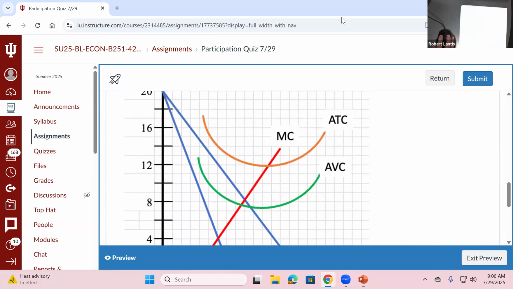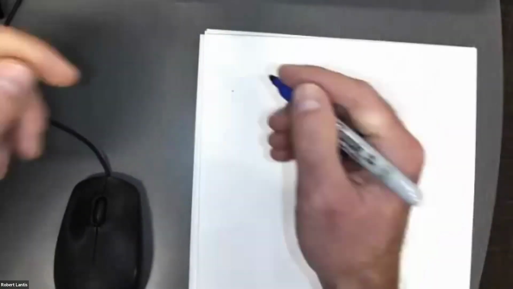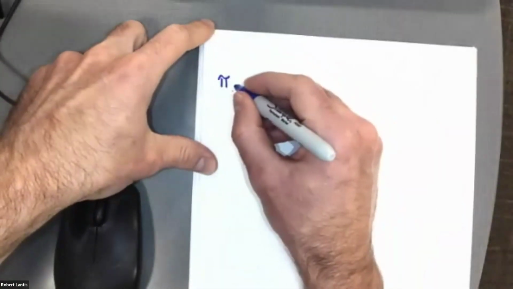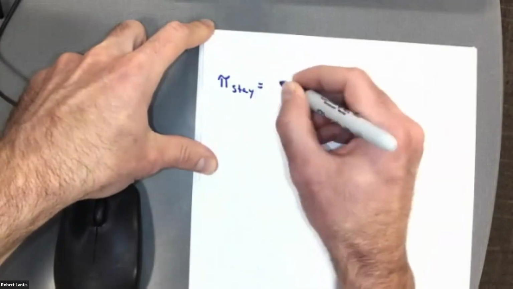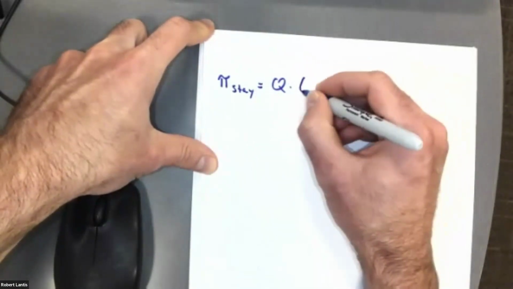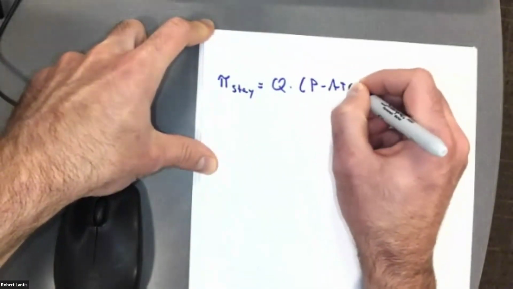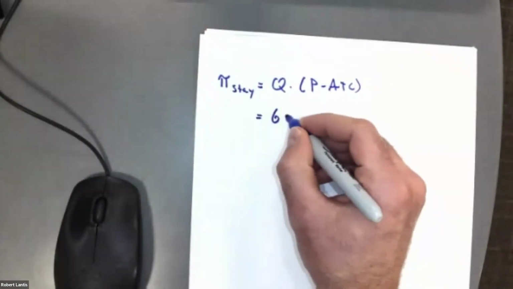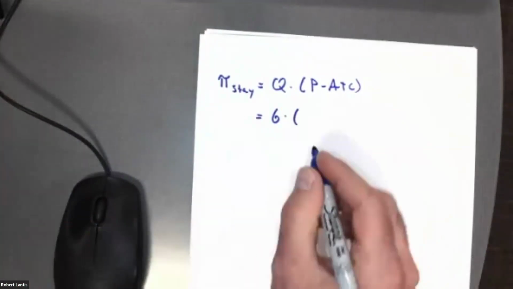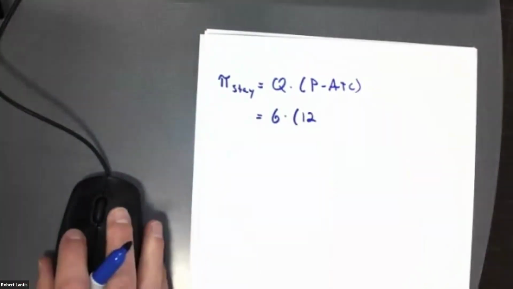So we said, if I stay open, my profits are the quantity that I'm selling times the difference between my price and average total cost. So we said the quantity was 6. Price, am I remembering this correctly? I think it was 12.